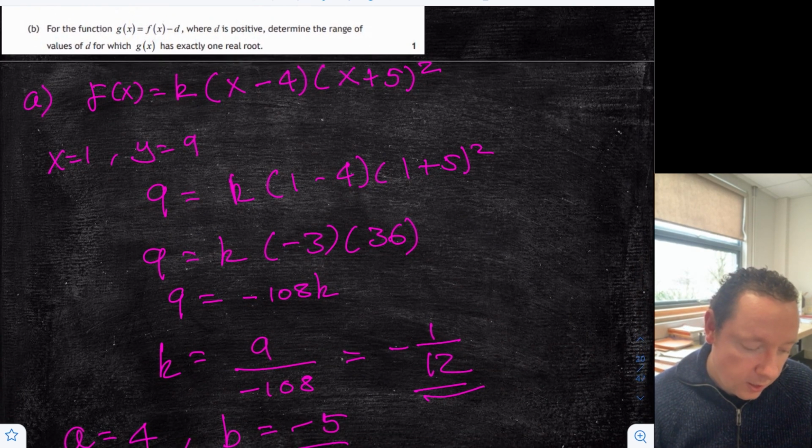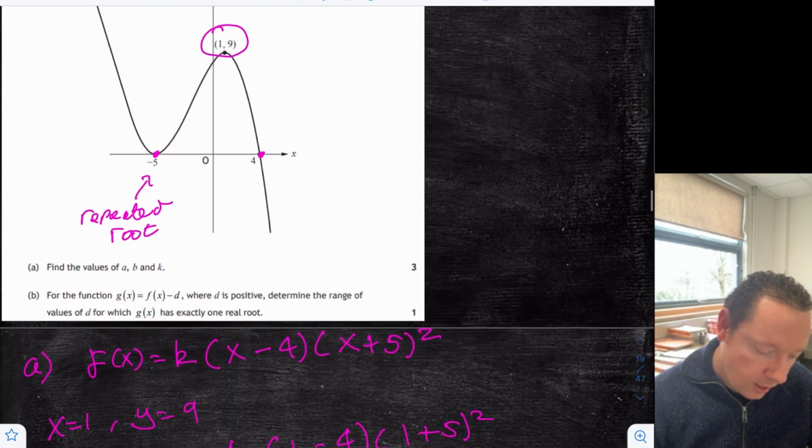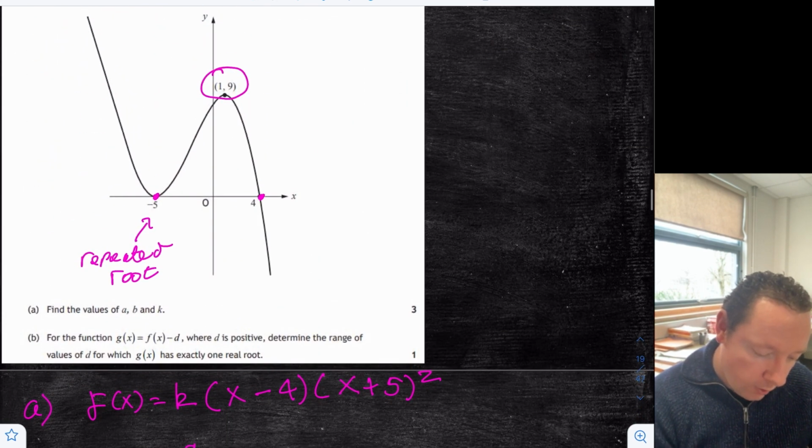Part B says, for the function g of x equals f of x minus d, where d is positive, determine the range of values for d so that g of x has exactly one real root. Okay, let's have a look at this. If it's got one real root, it only crosses the x-axis at one point. So this is going to move down, but it's still going up.